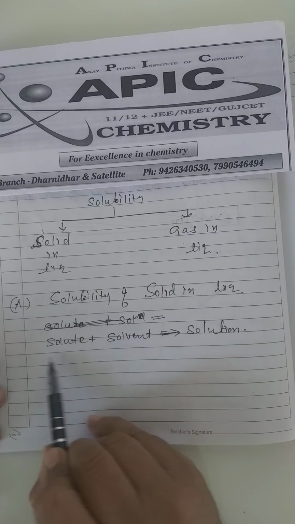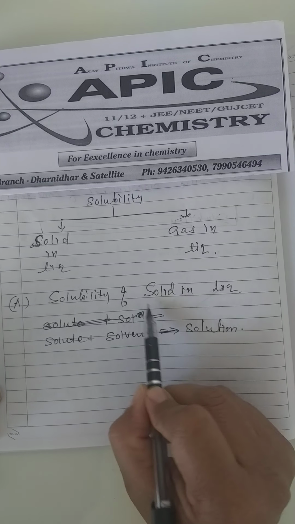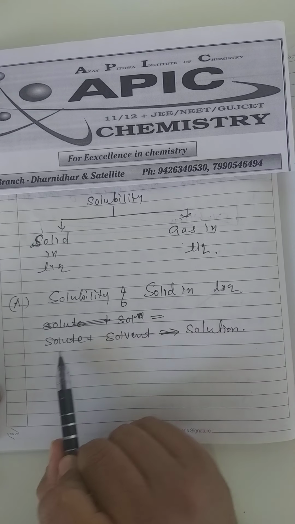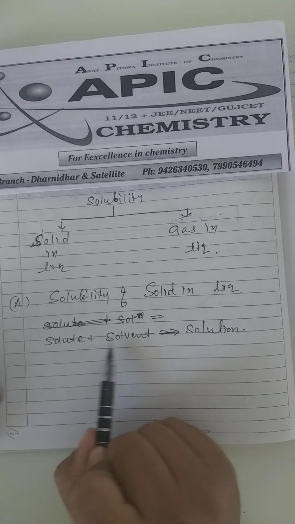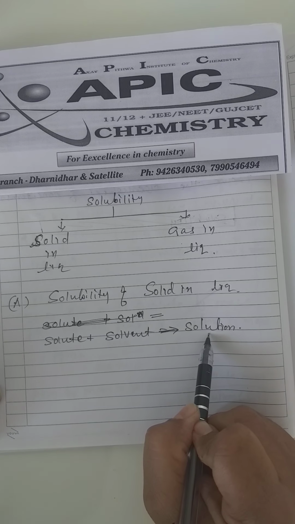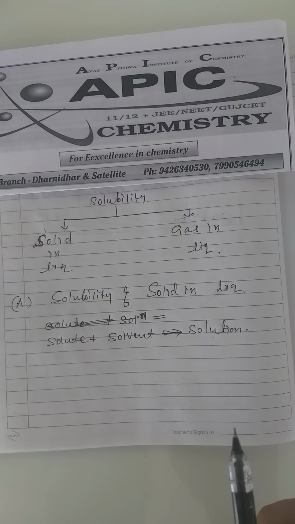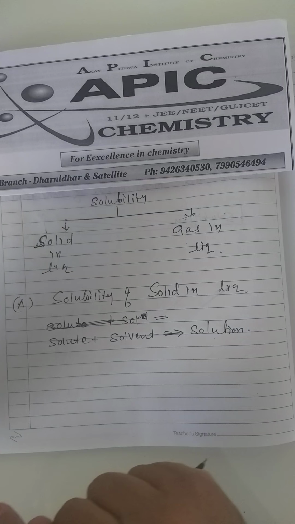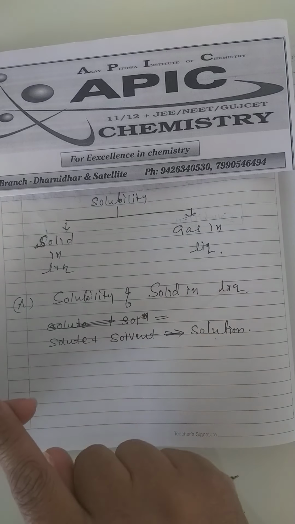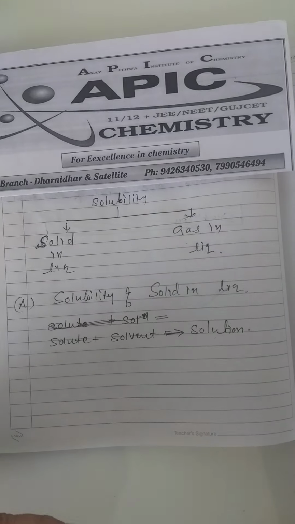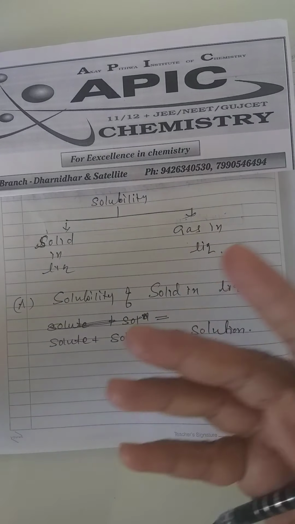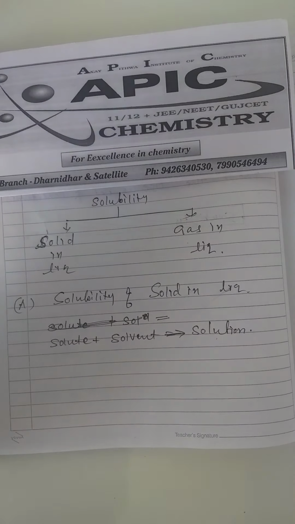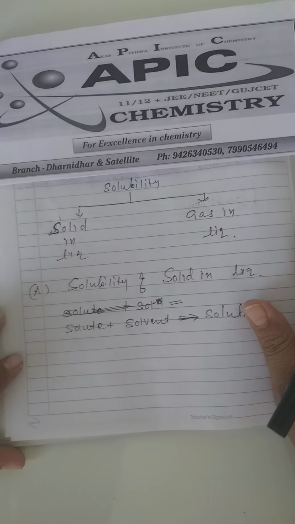Now when we dissolve any solute, here solid is the solute, in the solvent, we will get the solution. Here we have two possibilities. It can be an exothermic process, it can be an endothermic process, or it can be neither exothermic nor endothermic. But what happens when it is exothermic and endothermic? Let's discuss each case.